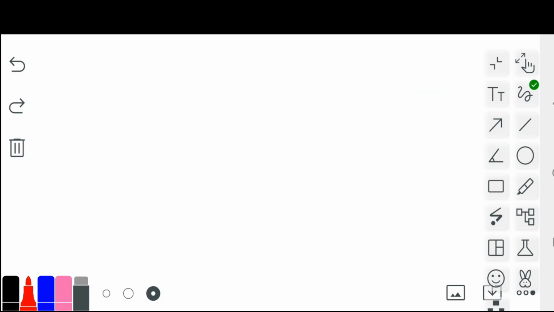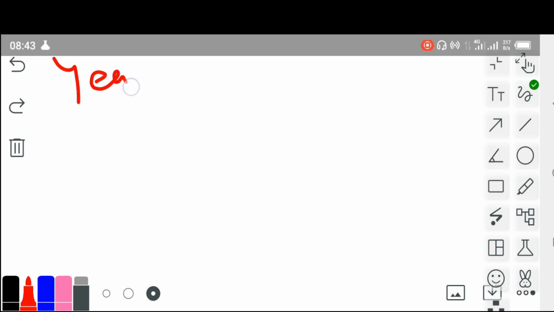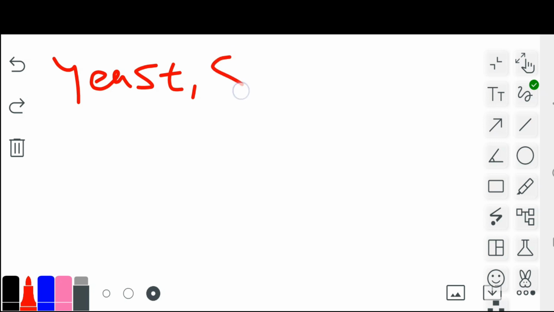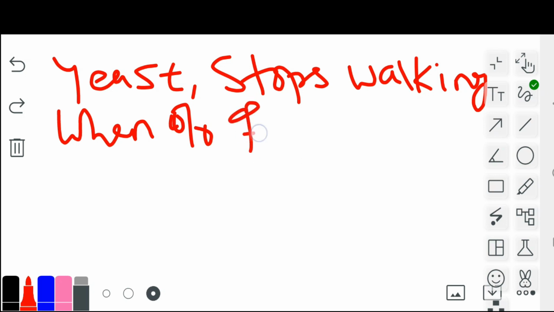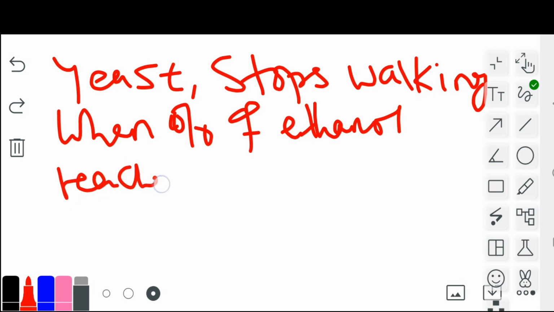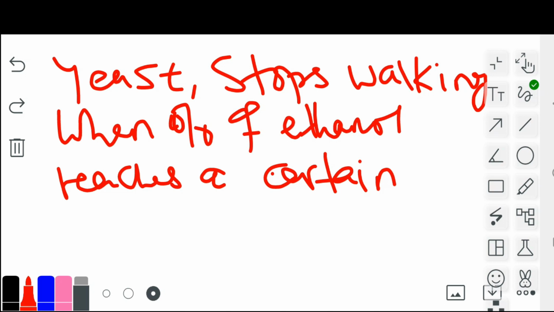Now the other thing that we must also note is that since we have put in the yeast, this yeast normally stops working. The yeast stops working when the percentage of ethanol reaches a certain level. Okay, so a certain level.